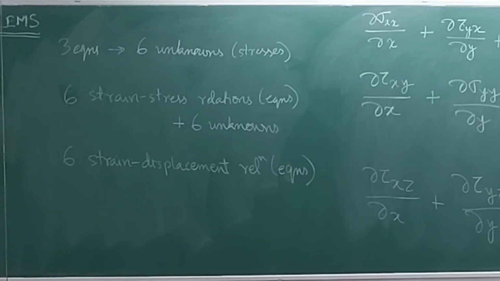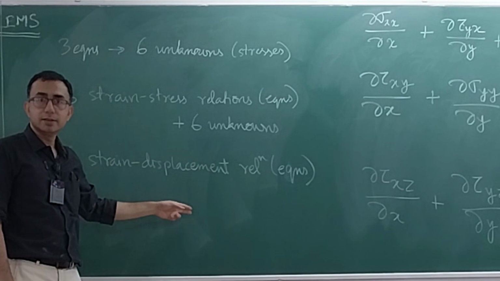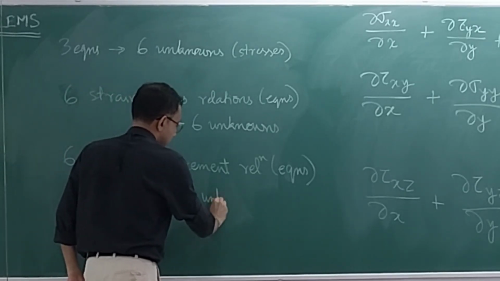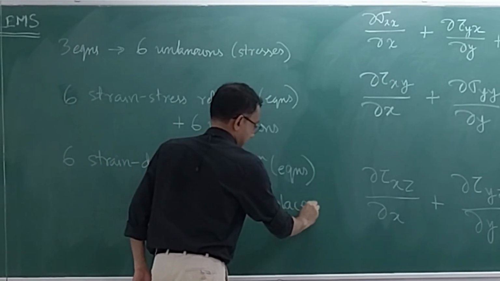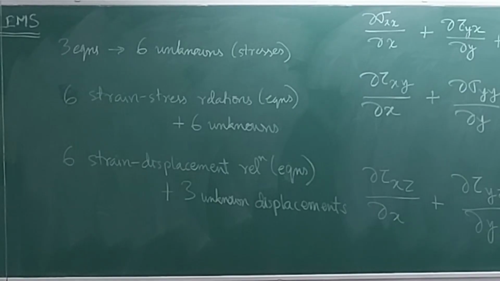Okay, and now what have you done? So here you have 3 plus 6, 9, 9 plus 6, 15. But what have you done here? 6 plus 6, 12. Have you introduced anything here? The 3 unknown displacements. So plus 3 unknown displacements. So we have got back world peace. Nothing to worry. 15 equations and 15 unknowns. The mathematical problem is thankfully closed. All that you have to do to solve a situation is just solve these 15 equations.